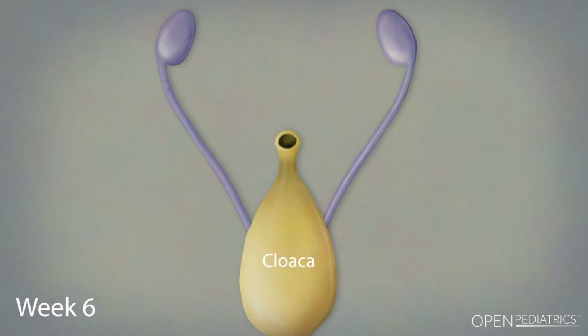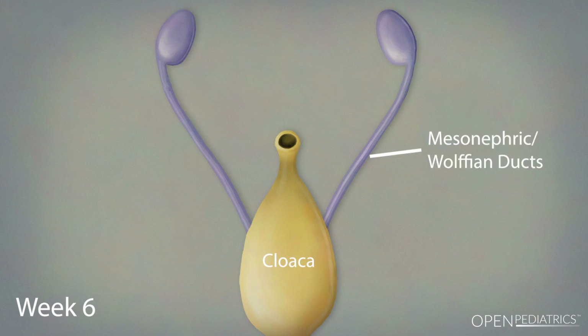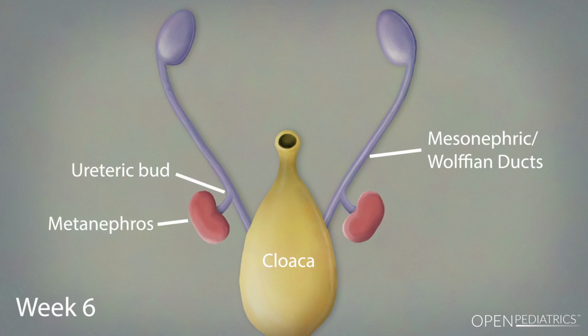We'll start at the 6th week of gestational development, in the indifferent stage. The mesonephric or Wolffian ducts, which develop into the male anatomical structures, are present. Arising from the mesonephric ducts, the ureteric bud induces differentiation of the metanephros, which will become the kidneys. As we're focusing on development of the female reproductive structures, we will not show the alimentary tract, rectum, or the rest of the development of the kidney.